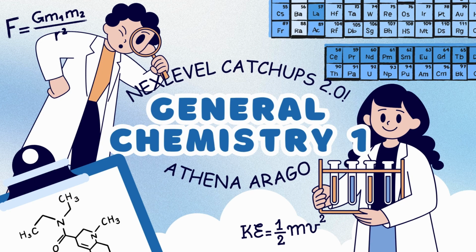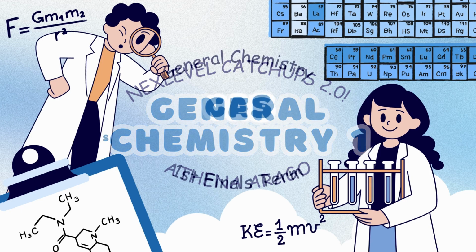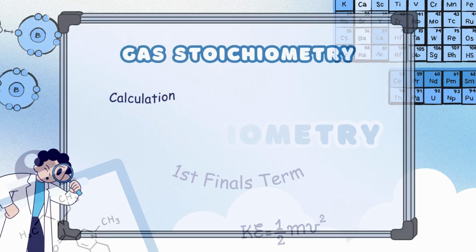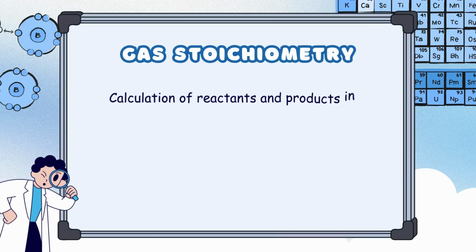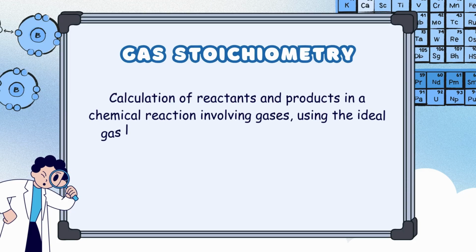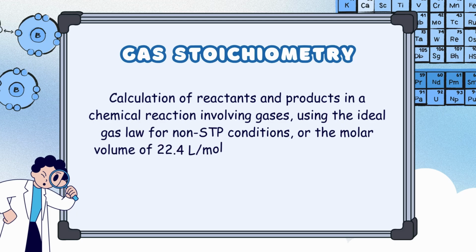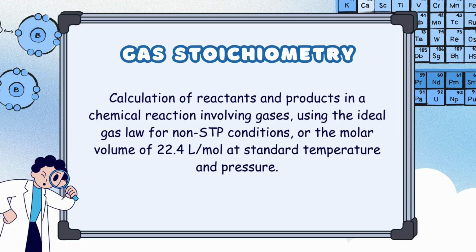In this video, we will be discussing gas stoichiometry, average kinetic energy, and the Clausius-Clapeyron equation. Starting off with gas stoichiometry, this is the calculation of reactants and products in a chemical reaction involving gases using the ideal gas law for non-STP conditions, or the molar volume of 22.4 liters per mole at standard temperature and pressure.